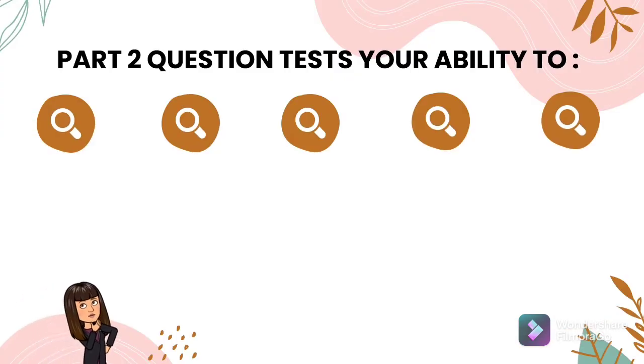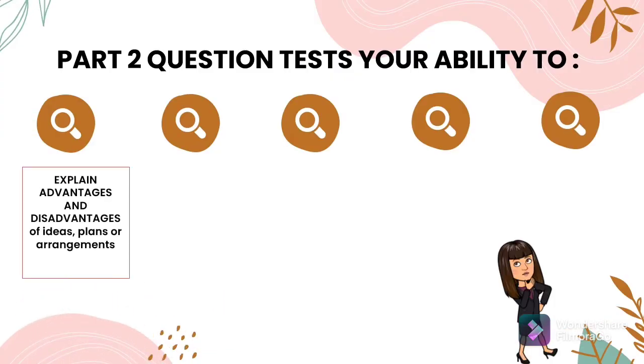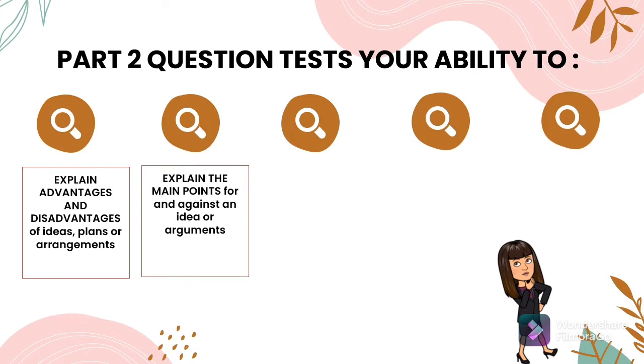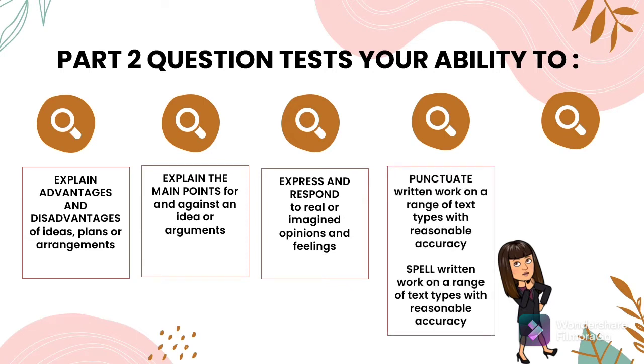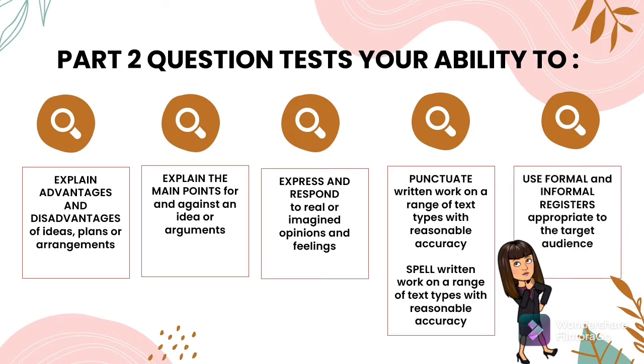Your part 2 question tests your ability to explain advantages and disadvantages of ideas, plans, or arrangements. Explain the main points for and against an idea or arguments. Express and respond to real or imagined opinions and feelings. Punctuate written work on a range of text types with reasonable accuracy. Spell written work on a range of text types with reasonable accuracy as well. And use formal and informal registers appropriate to the target audience.